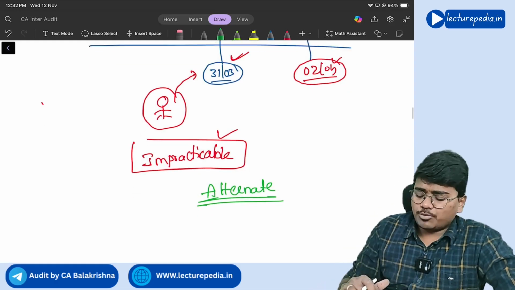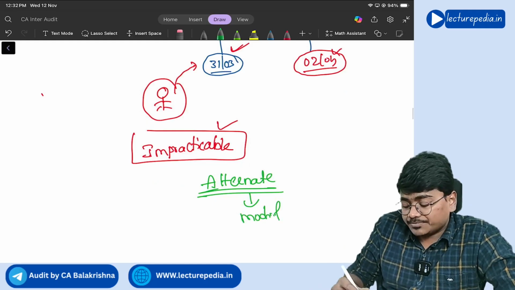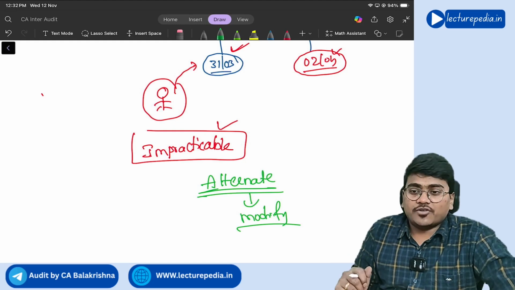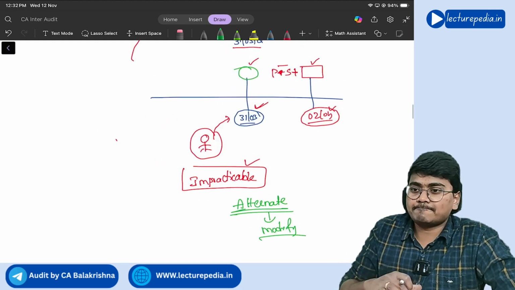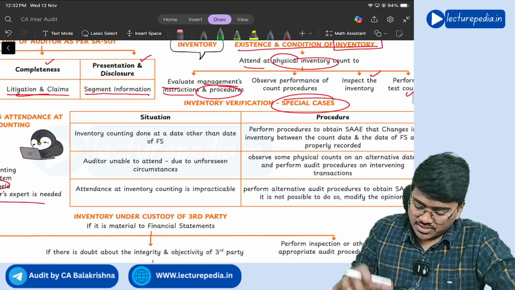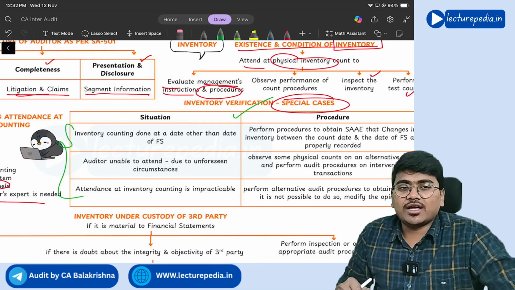If it is not possible through alternate procedures also, then he will modify his opinion, because audit evidence is not there, so he will modify his opinion. Got it? Yes. So those are the special scenarios. Okay, all those three special scenarios you will find them here.